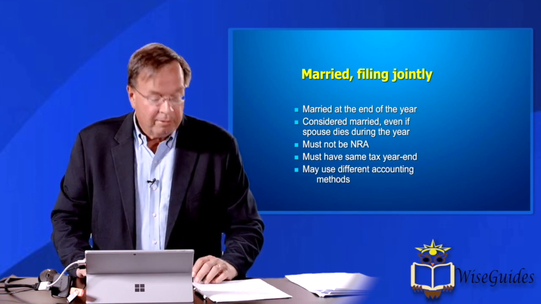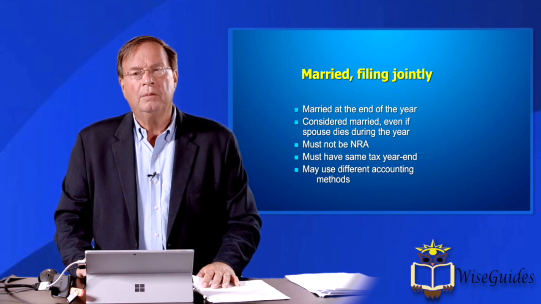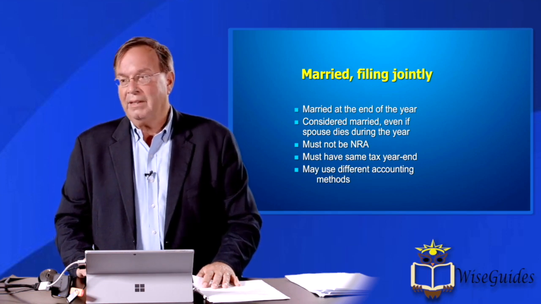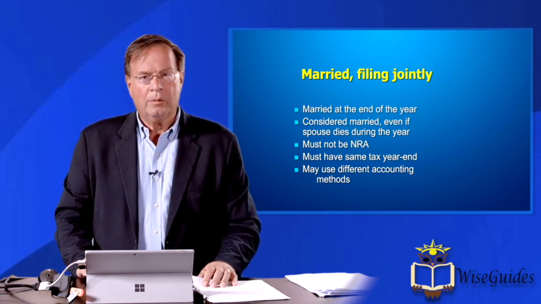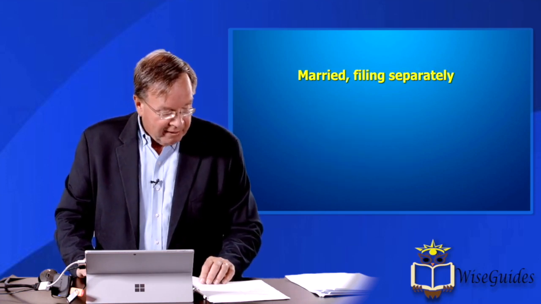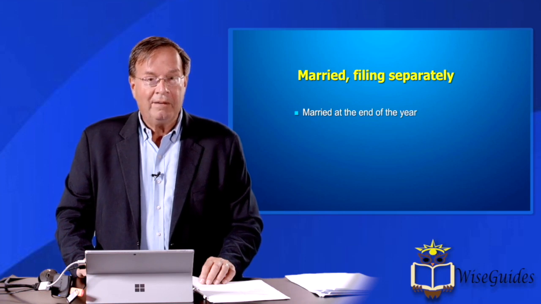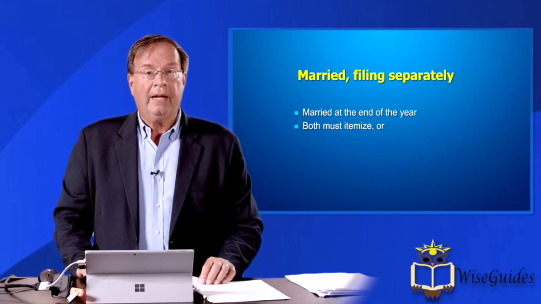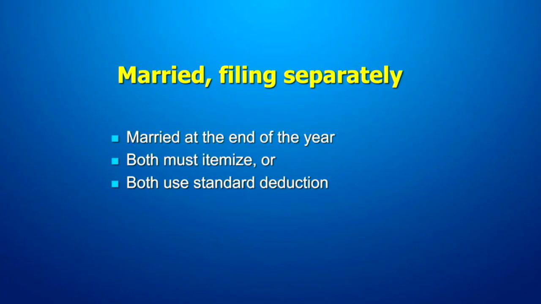You may use different accounting methods, which is very common. You might have a business, and you might recognize income under one method and the other spouse does the other. That's perfectly fine. You also have married filing separately. You must be married as of the end of the year, and the rule is that both of you must either itemize your deductions or both of you claim the standard deduction. So there are rules that pertain to that.